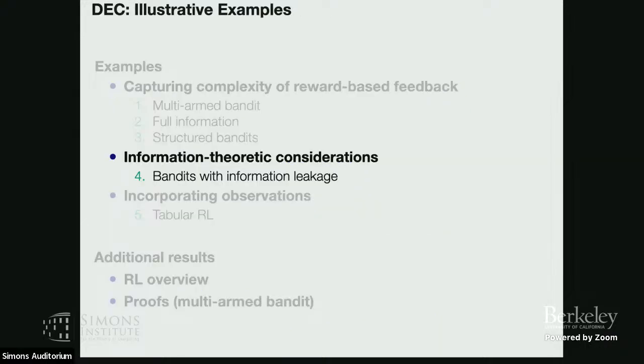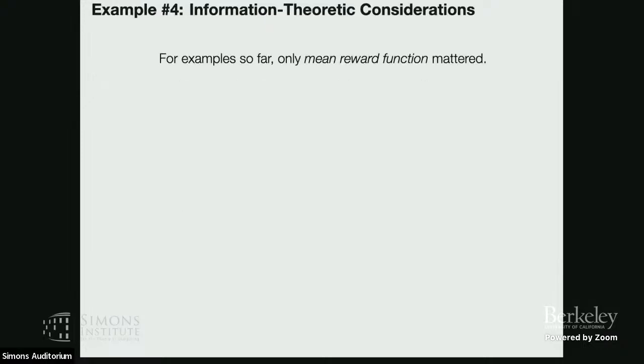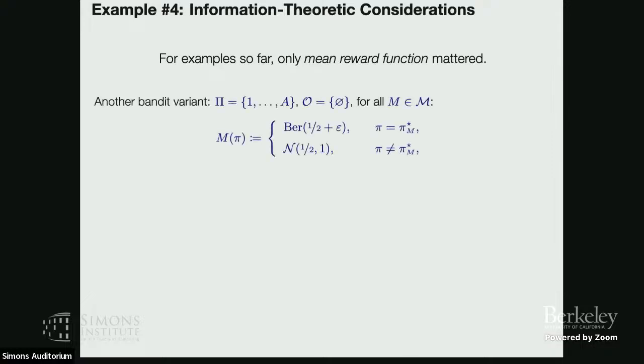Okay, so for those examples, only reward mattered. Let's look at a very simple example where properties like the noise will matter. This will illustrate why you would need something like an information theoretic divergence if you want to work with general problems. So let's look at a bandit type setting where we've got A actions. But now the way I'm going to set up the models in my class is to say, if I pick the optimal action for a given model, so each model will only have one optimal action, I see a reward that's Bernoulli with mean 1/2 plus epsilon, so a little more than 1/2. If I pick a suboptimal action, I get Gaussian with mean reward 1/2.